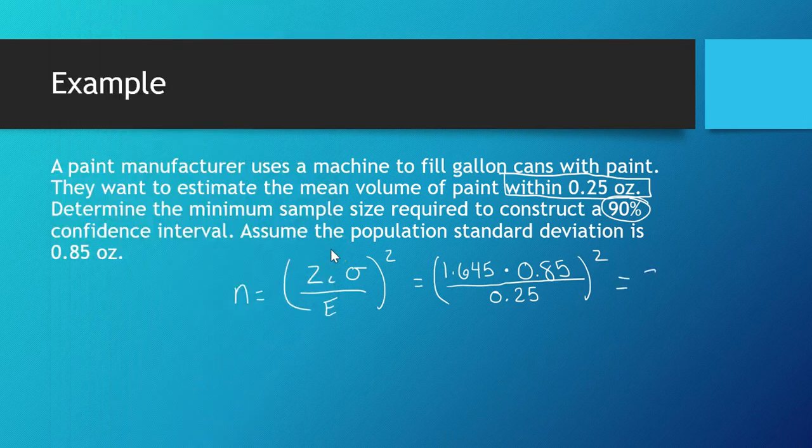31.28. Now we cannot sample 0.28 gallons of paint. So we're always going to round minimum sample sizes up. Just like we did with our class width a long time ago in Unit 3, we're going to round this up and say our minimum sample size is 32. So if we want to make a confidence interval where we are 90% sure that we're within 0.25 ounces of the mean, we need to sample at least 32 cans of paint.